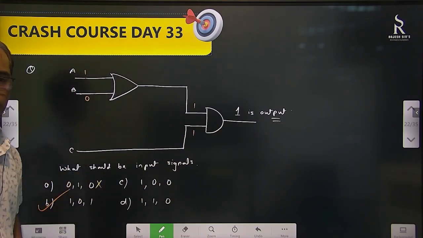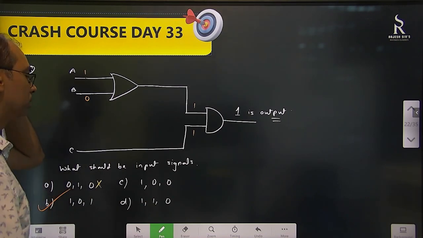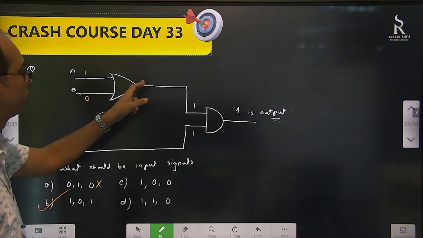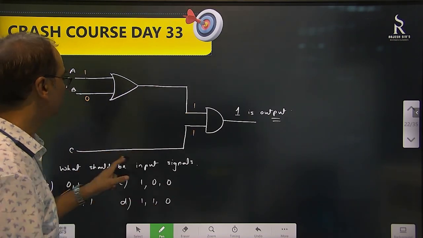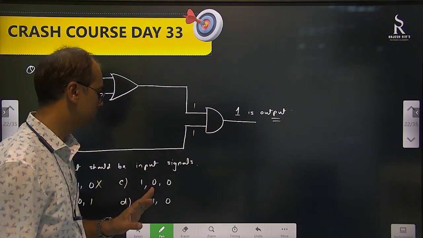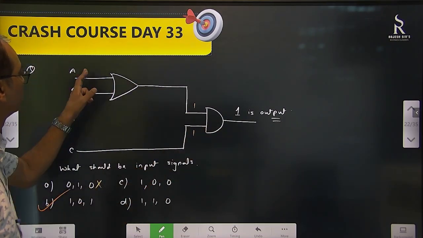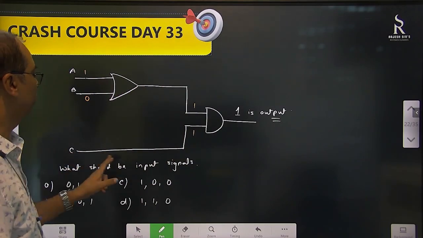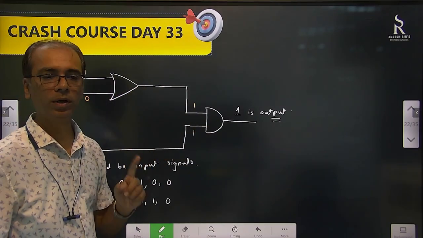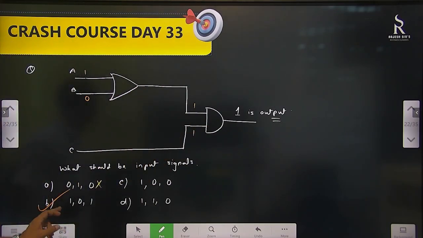This is correct. This also you could have checked. 1, 0. So this would have given you 1. But this is coming 0. So 1, 0 would have given you 0. This also you can check. 1, 1. 1, 1 means this is 1. And from here 0 is coming. So 0. Only one option is correct. Which one? B option.